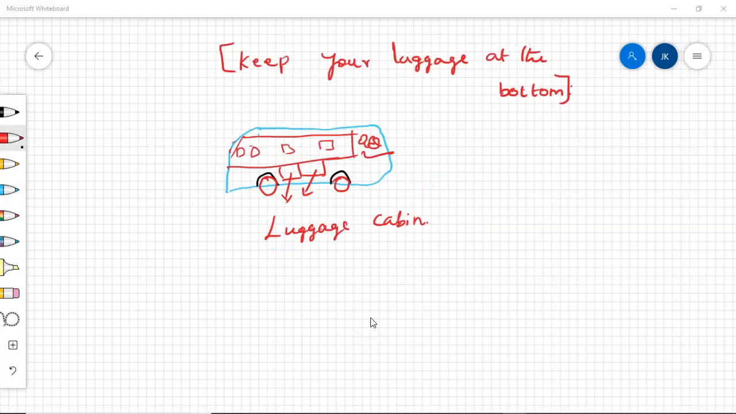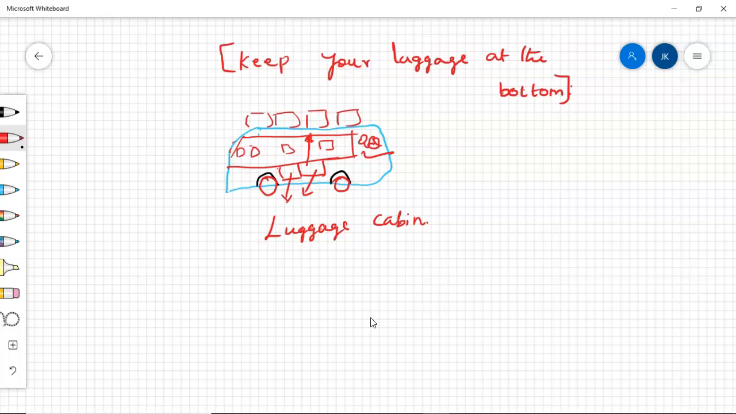Application, keep your luggage at the bottom. In the olden days, in the bus, we usually kept the luggage at the top. So the center of gravity of the bus is affected; it will go up. So the center of gravity rises, it gets less stable and topples over.